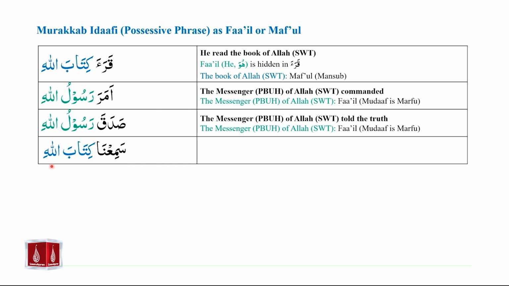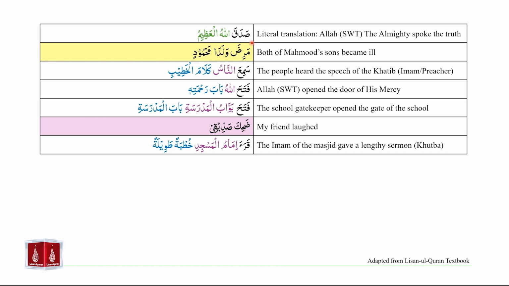Sami'na kitab Allahi. We heard or we listened to the book of Allah subhanahu wa ta'ala. In this example, kitab Allahi is mansoob. Kitab Allahi therefore is maf'ul. Let us study further examples of the use of murakkab naqis in jumla fi'liya. Sadaqallahul Azimu. The literal translation is Allah subhanahu wa ta'ala, the Almighty, spoke the truth. In this jumla fi'liya, Allahul Azimu is a descriptive phrase or murakkab tawsifi, and that is being used as fa'il. It is used as fa'il because Allahul Azimu is marfu.